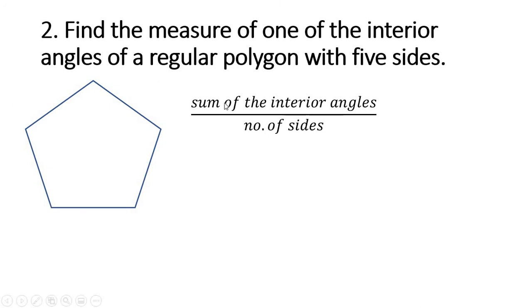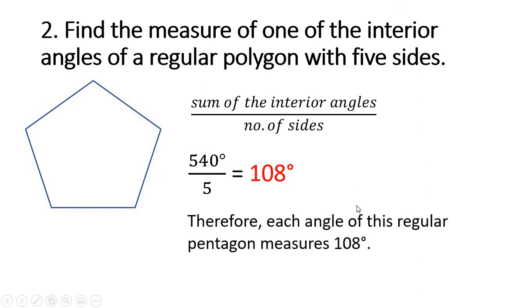So what is the sum of the interior angles of a pentagon? 540 degrees divided by the number of sides, which is 5, equals 108 degrees. Therefore, each angle of this regular pentagon measures 108 degrees. Okay?